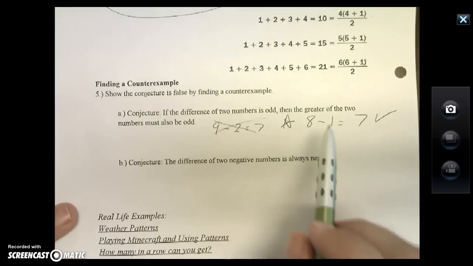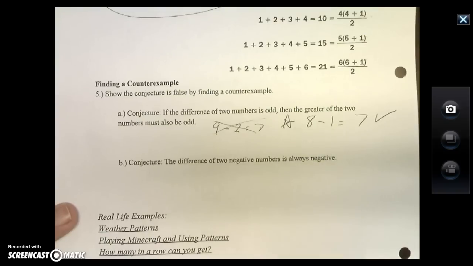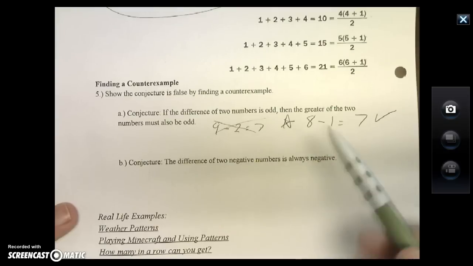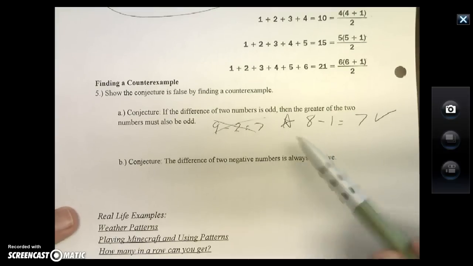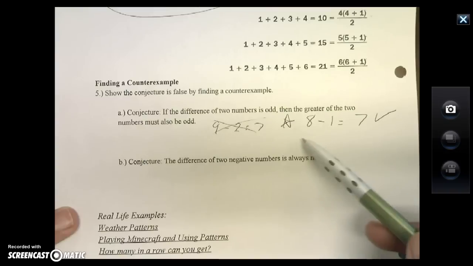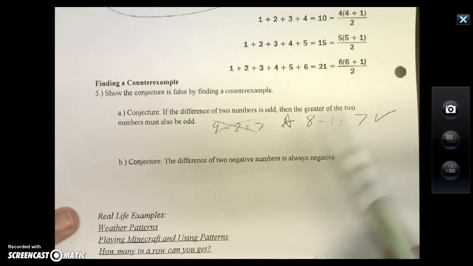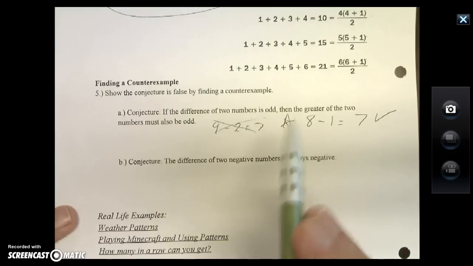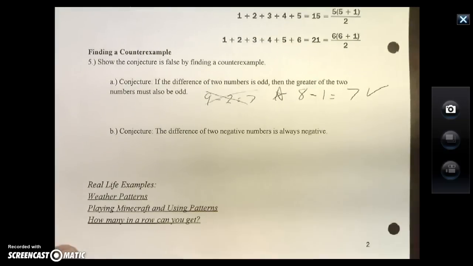Now, how many of these do you think exist? If you're thinking infinity, you are correct, because no matter what, you can just keep going with them. I could say 10 minus 1, 12 minus 1, 14 minus 1, and you can just keep going. So the interesting thing is that for a problem like this, every single one of you in the classroom can have a different answer and all be correct. So don't think you have to write down 8 minus 1 to be absolutely right.